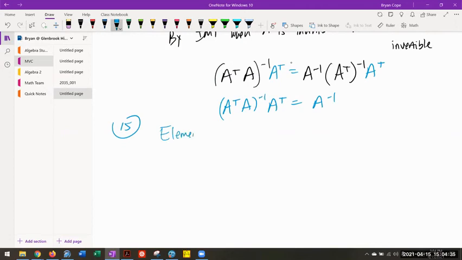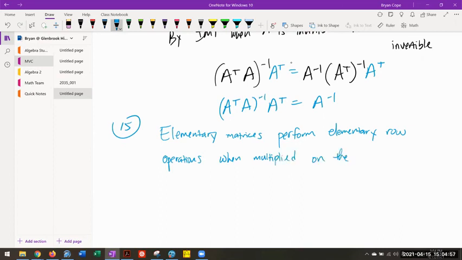Okay, so elementary matrices perform elementary row operations when multiplied on the left, like E1B or something like that. What did I just write? Elementary matrices perform elementary row operations when multiplied on the left, like E1B.